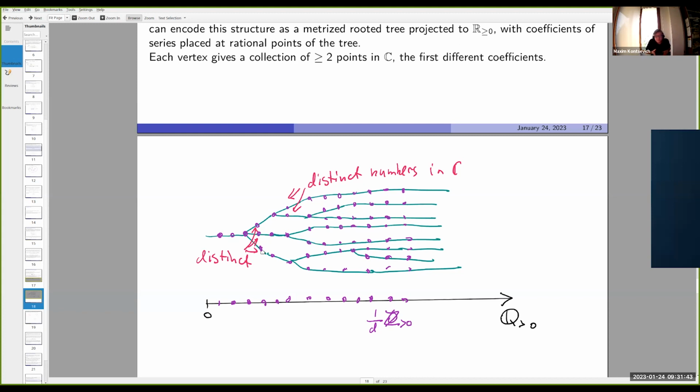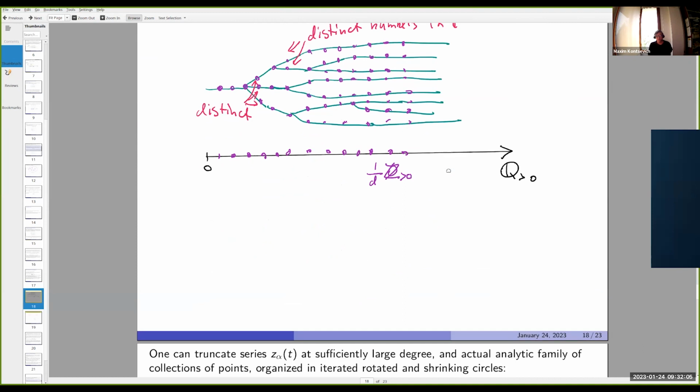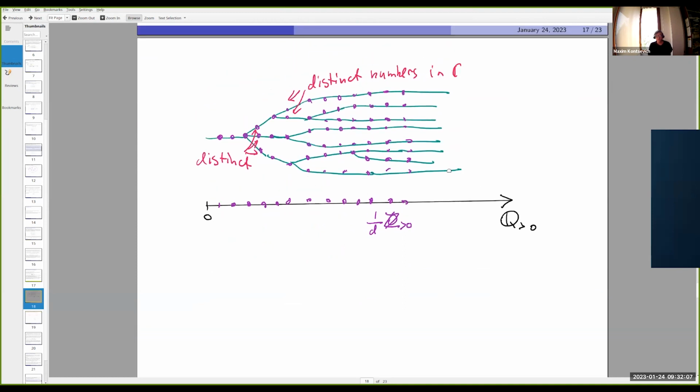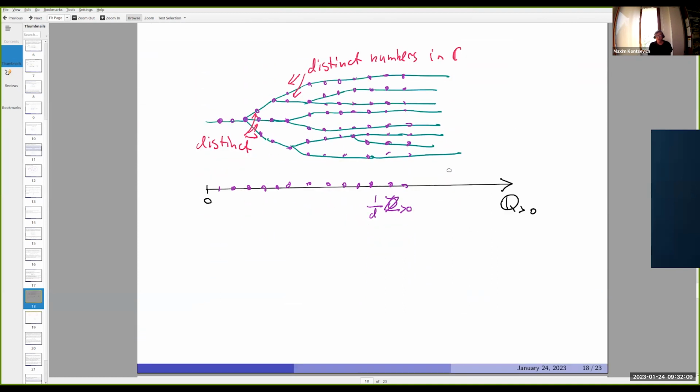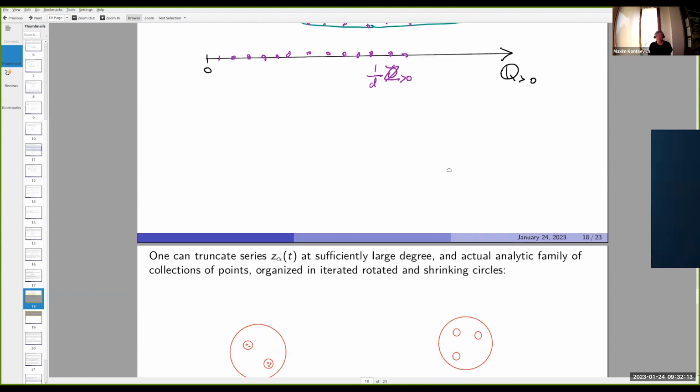So what's going on at each branch point: we have a collection of at least 2 or 3 or more distinct numbers in C, which will be the first distinct coefficients of my series. Yeah, so that's a simple picture. But now, how to see it also geometrically.